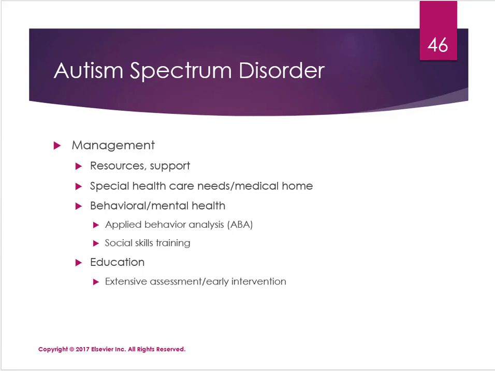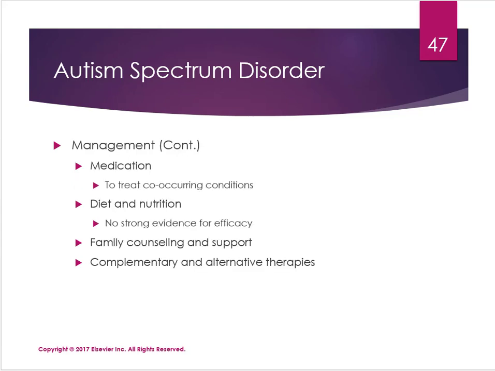evidence-based structured educational and behavioral interventions, pharmacotherapy only for specific target symptoms or comorbid conditions, an active role in long-term therapy, and the use of complementary or alternative therapies, providing information for the parents for those. There's been no strong efficacy to show that diet and nutrition changes can impact the disorder. Family counseling and support is important, and then complementary and alternative therapies.